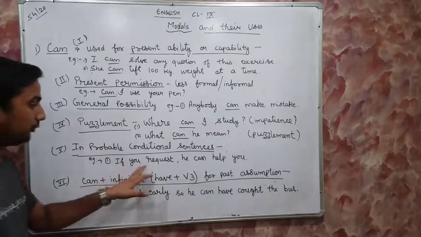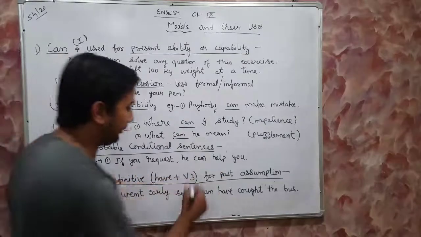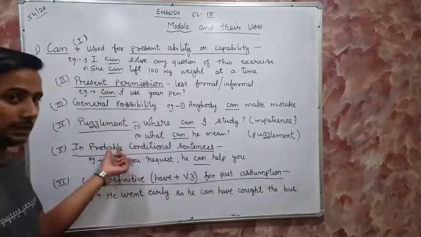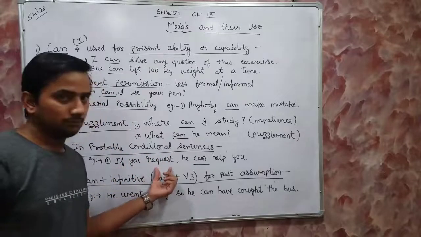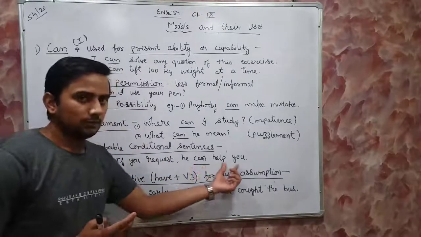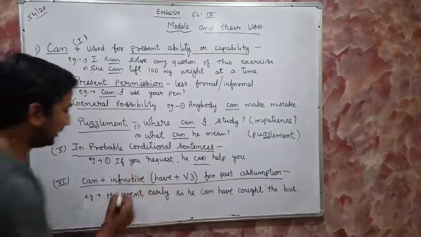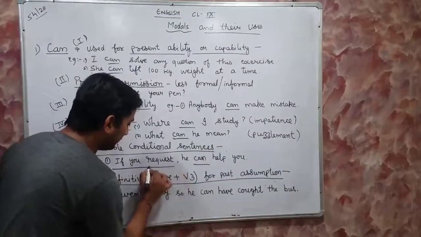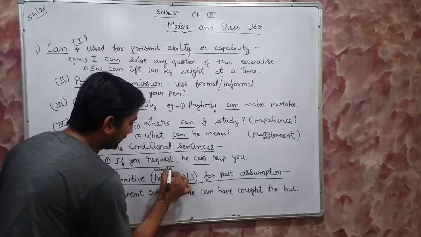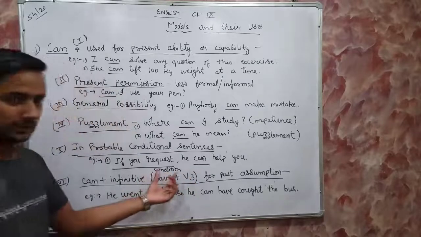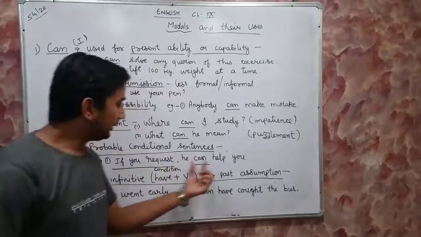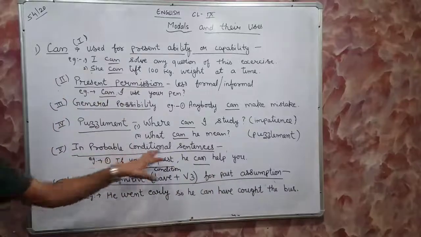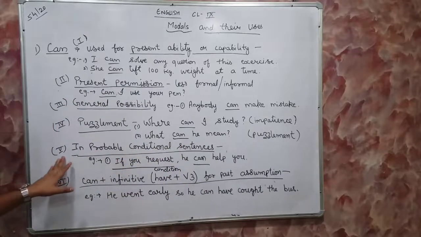Fifth, improbable conditional sentences. For example, if you request, he can help you. It's a probability but conditional: if you request, then he can help you. The requesting is a condition, but the probability is that he can help you. So can will again be used in general conditional sentences. We can use it in the fifth condition.